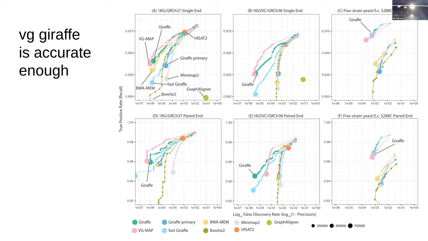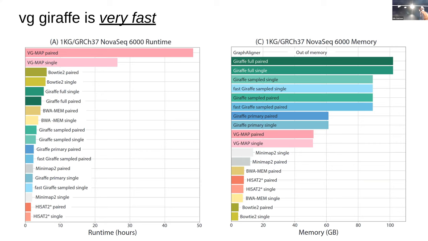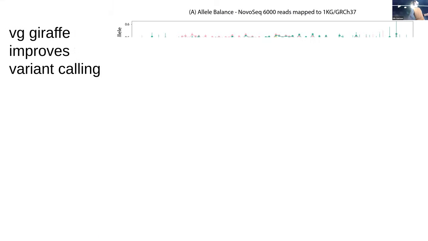Giraffe is in green, and it's kind of close. Differences are very marginal, and that's fine because we can do a lot with it. And it's really important because it's super, super fast. So the runtime of Giraffe is even less than BWA-MEM, whereas VG is just slow. It's too slow to use. Because its runtime is very fast, we can apply it to all these high-value genomes.